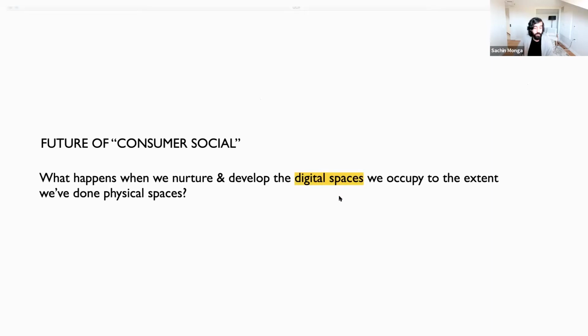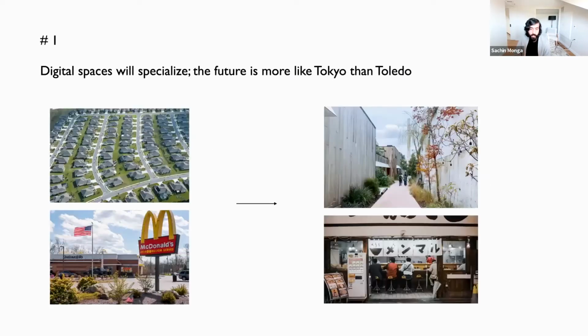But yeah, they'll be mostly through that lens, which hopefully isn't too much of a stretch. This is really the question I ask myself when thinking about the future of consumer social: what happens when digital spaces follow the same arc that physical spaces have? I think there's a lot to learn about what happened in the real world.